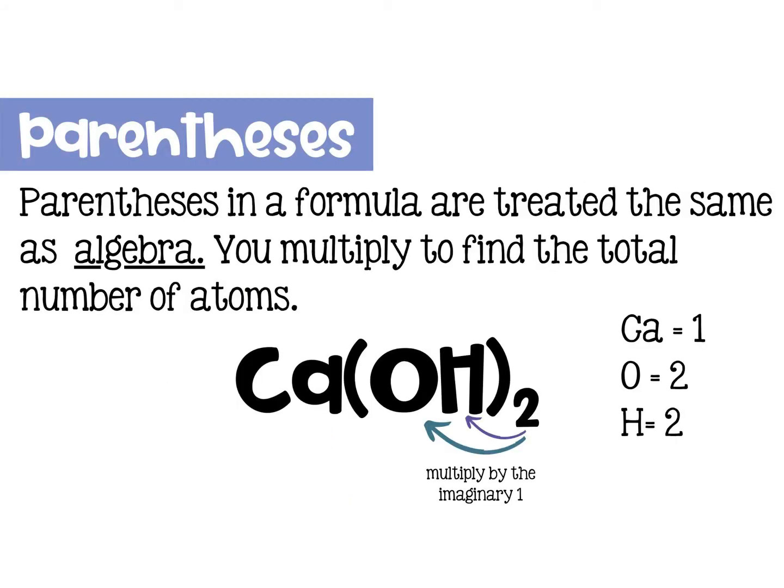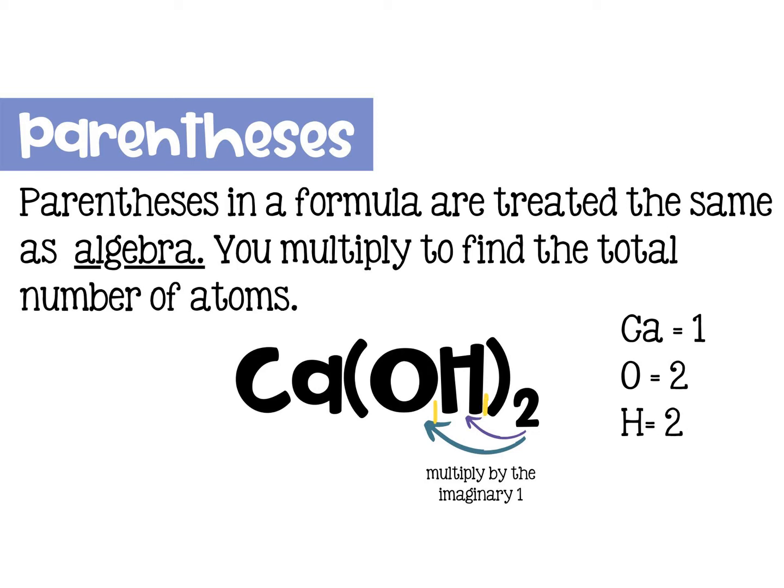Sometimes our chemical formula will have parentheses. Parentheses in a formula are treated the same way as in algebra. You can multiply to find the total number of atoms. So in this case, the calcium is not in parentheses, so we only have 1. The oxygen is in parentheses, so we're going to multiply that imaginary number 1 after the oxygen by the 2 outside of the parentheses. And so there are 2 oxygen atoms.